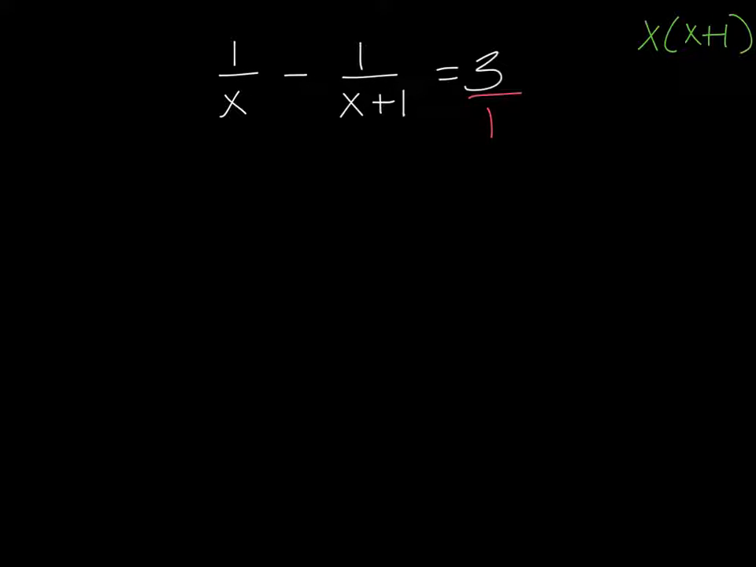So my common denominator is going to be x times x plus 1. That's my common denominator. So now it's just a matter of multiplying each fraction by what I need to get that common denominator. So this first one needs an x plus 1. So I multiply top and bottom. The second one needs just an x. And the 3 here needs the x and the x plus 1.